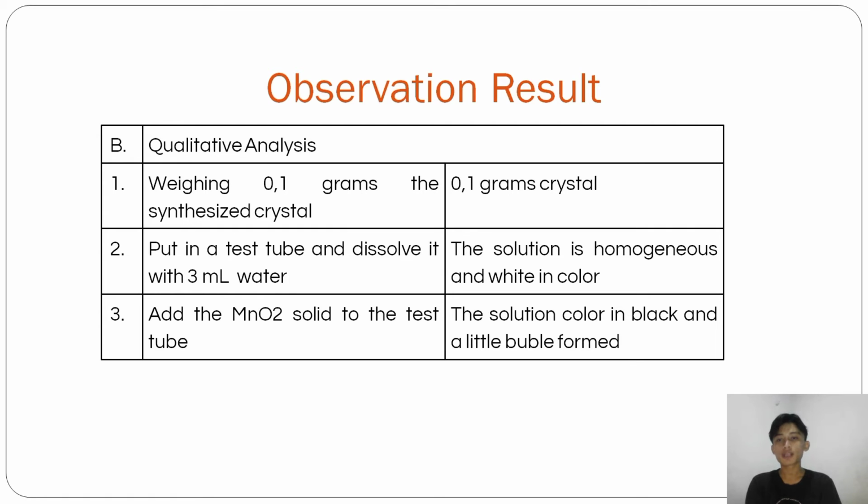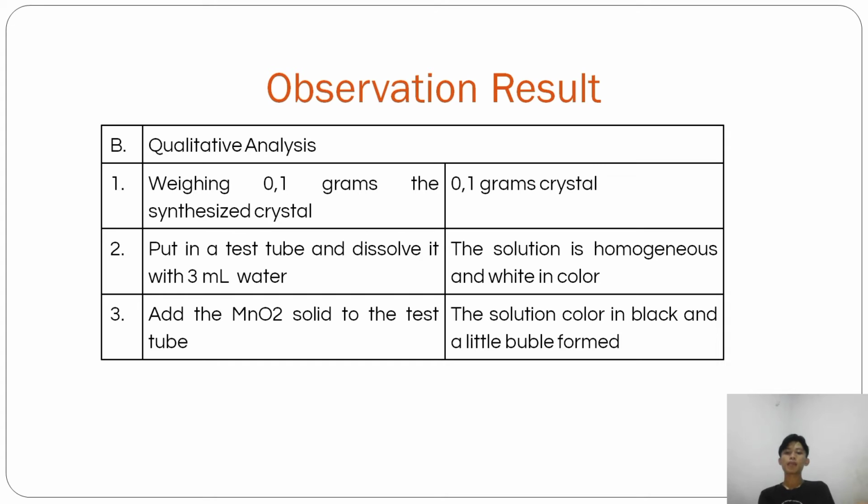B. Qualitative analysis. Number 1, weigh 0.1 gram of the synthesized crystal. The observation: 0.1 gram crystal. Number 2, put it in a test tube and dissolve it with 3 milliliters of water. The observation: the solution is homogeneous and white in color.